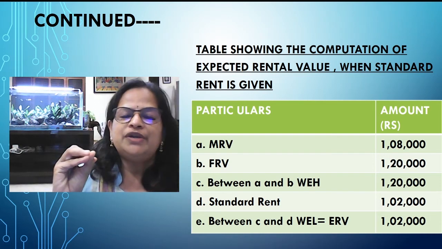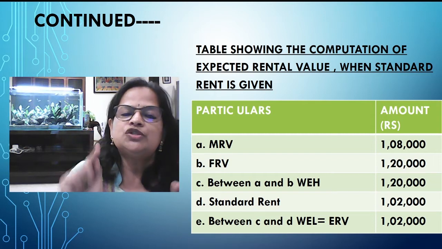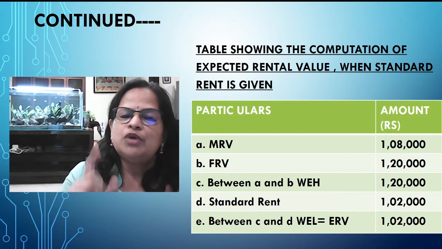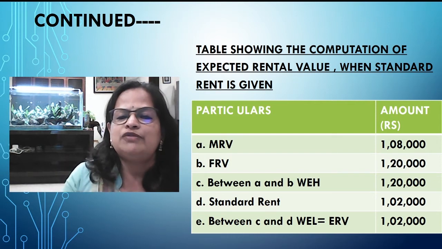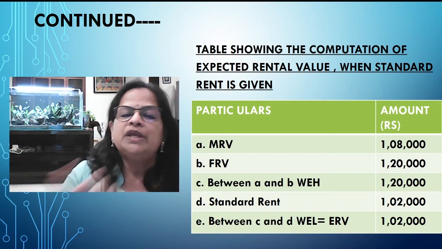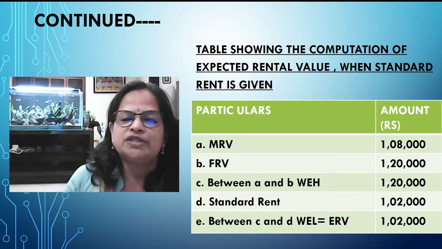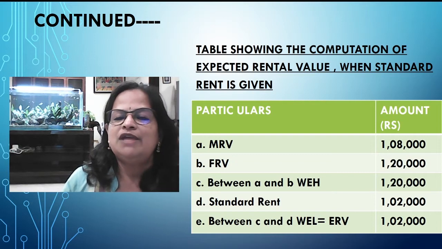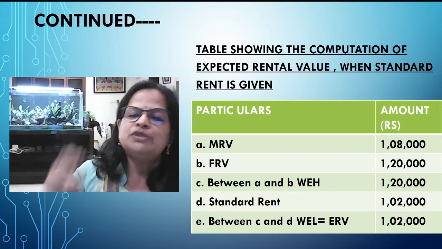So the first computation is when standard rent is given. You have to remember that you have to compare the values of municipal rental value and fair rental value. So that is what I have mentioned. Point A is municipal rental value, point B is fair rental value. Now C is between A and B, whichever is higher. That value you have to take. That is 1,20,000. Now the next value you have to compare with standard rent. So standard rent is 1,02,000. Now between C and D, whichever is less, that will be the expected rental value. So that is 1,02,000. So here expected rental value is 1,02,000.